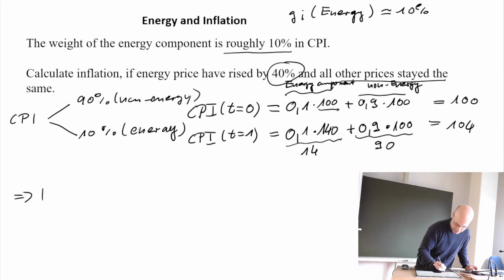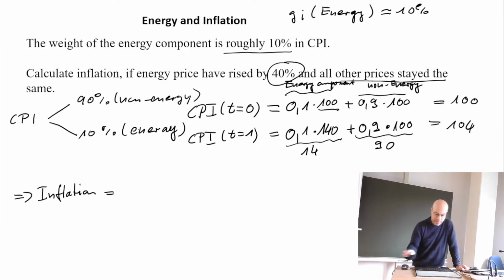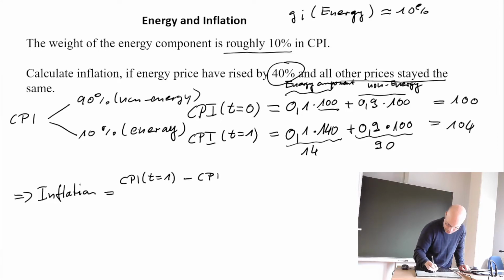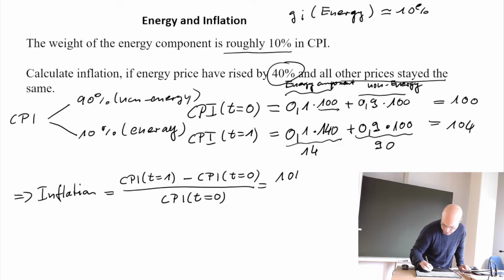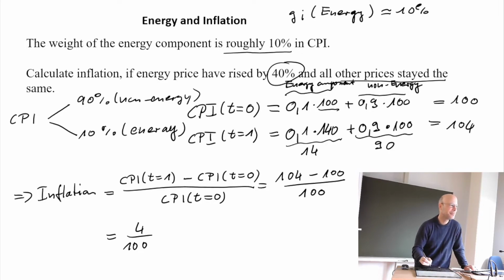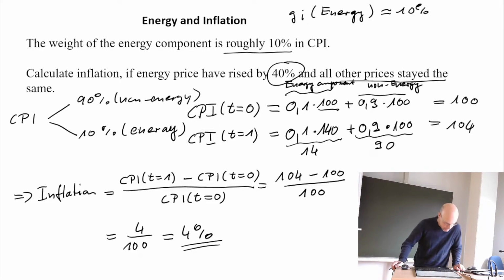And then inflation becomes CPI at time t equals 1 minus CPI at time t equals 0, divided by CPI at t equals 0, and then we obtain 104 minus 100 divided by 100, and this of course then equals 4 over 100, and you already mentioned it, that we have then 4% inflation.